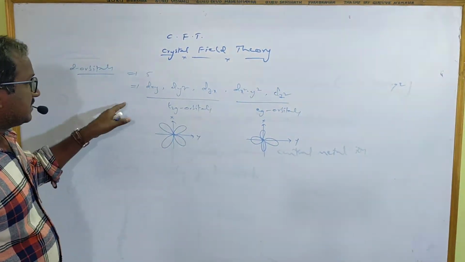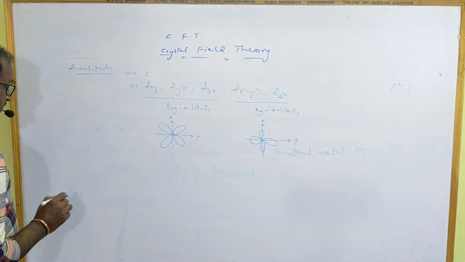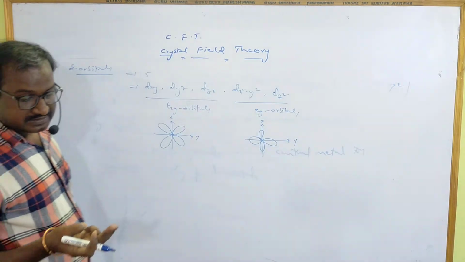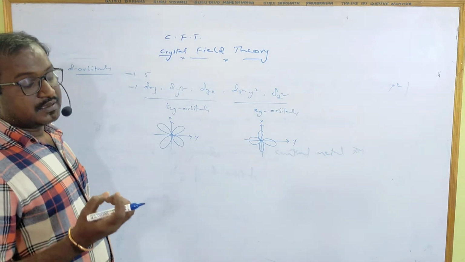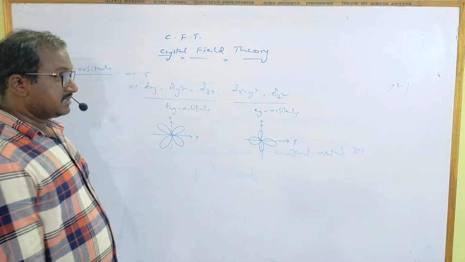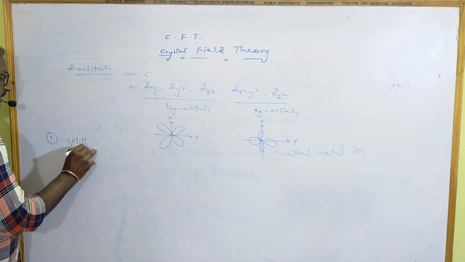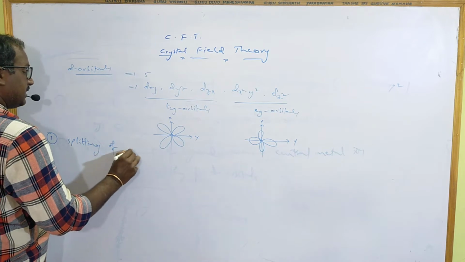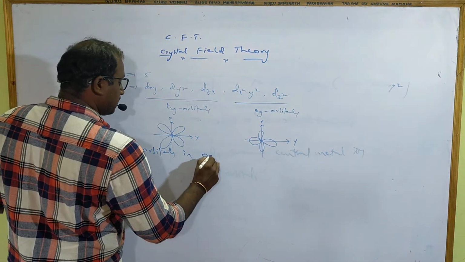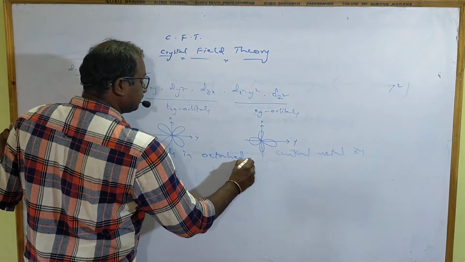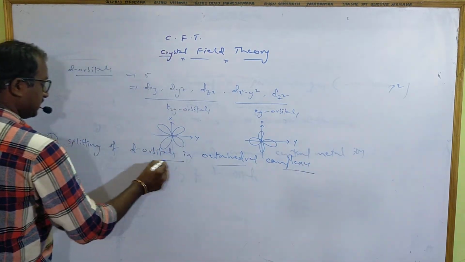So let me see the d orbitals and the splitting. How the splitting takes place. There are so many octahedral complexes, and the splitting is different. Tetrahedral complexes, the splitting is different. Square planar complexes, the splitting is different. Of these, first I am explaining the splitting of d orbitals in octahedral complexes.